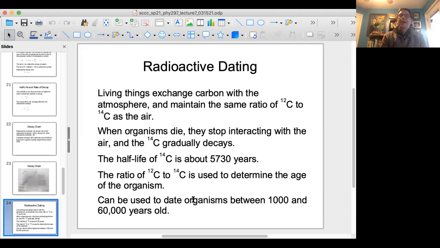And the reason is that a living organism is readily exchanging carbon with the surrounding air. So living organisms have the same ratio of C12 to C14 as the Earth basically does. But when the organisms die, they're no longer exchanging carbon with the Earth. And as a result, the carbon-14 will eventually decay, but it's not being replenished. And so you can use the ratio of C12 to C14 to figure out the age of the organism.